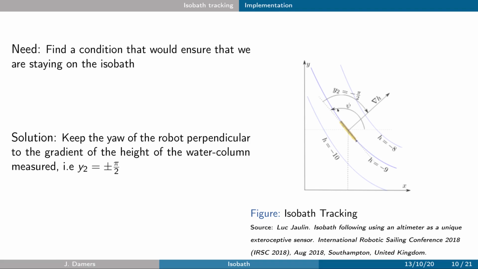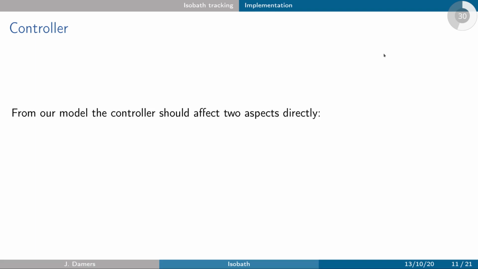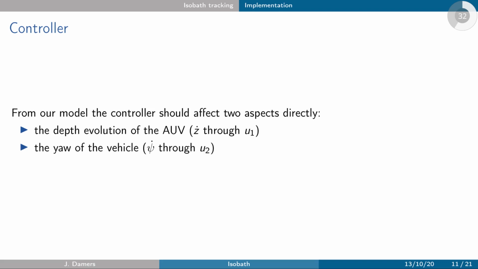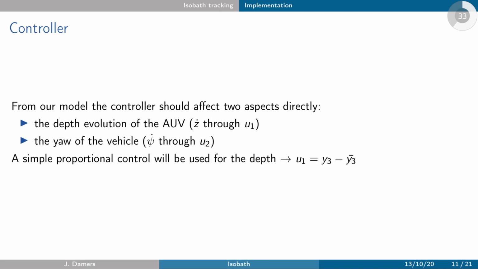So if we want to follow this line, we have to make sure that the yaw of the robot at one place stays perpendicular to the gradient of the water column height. So from our model, the controller should affect the depth of the AUV and the yaw of the vehicle. For the depth, we will only use simple proportional control.